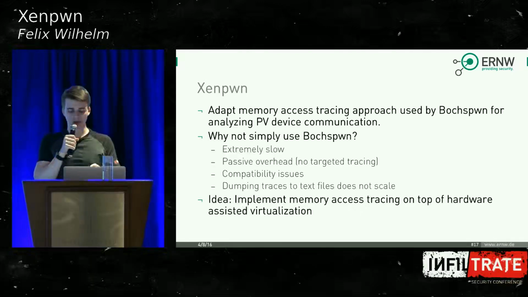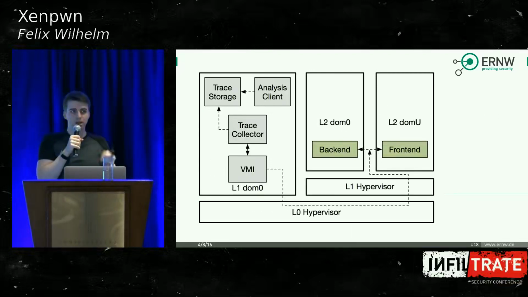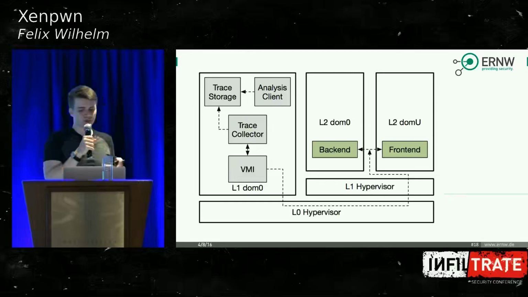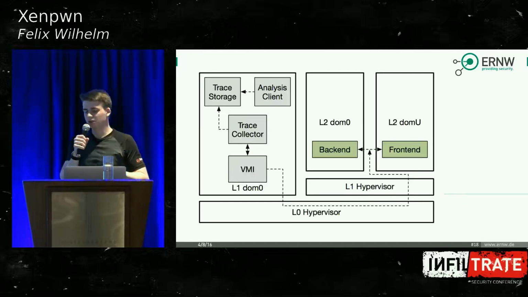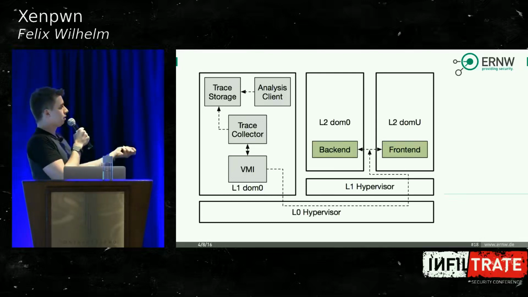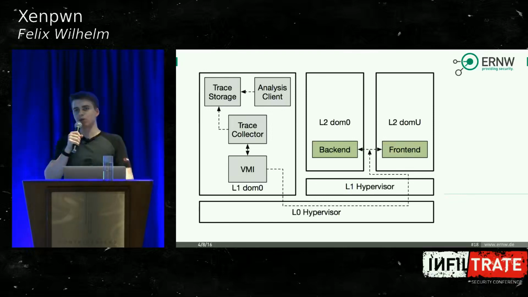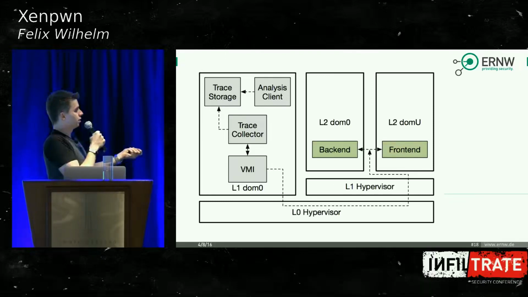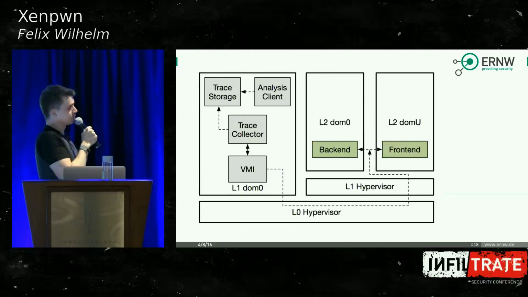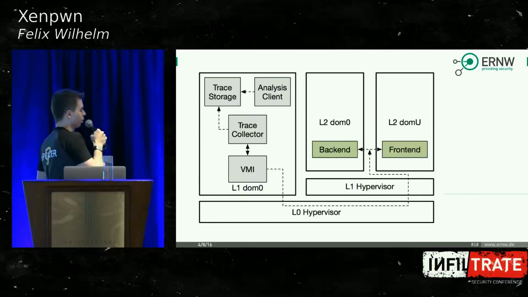So my idea: go away from Bochs and instead implement this memory access tracing based on top of hardware-assisted virtualization. This is the core idea, or the core architecture, of Xenpwn. The core concept is nested virtualization. We have this level 0 hypervisor at the bottom, and our target hypervisor, the software we want to look at, is this level 1 hypervisor, and it runs as a virtual machine under our level 0 hypervisor. It then has two virtual machines, the management domain as well as the unprivileged guest. They communicate using the front end and the back end, and the box in green is the communication we actually want to look at.